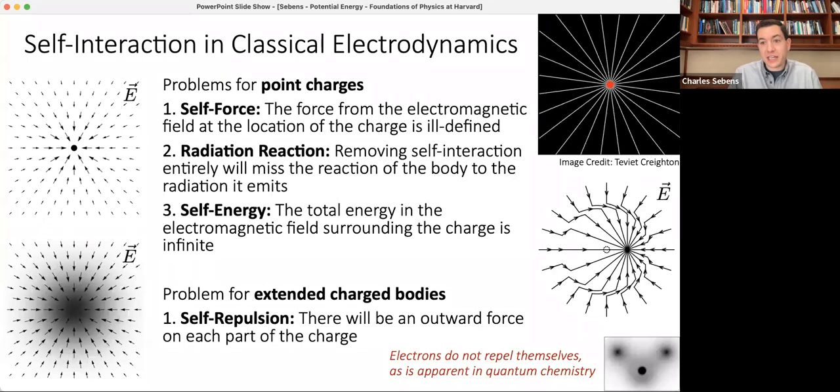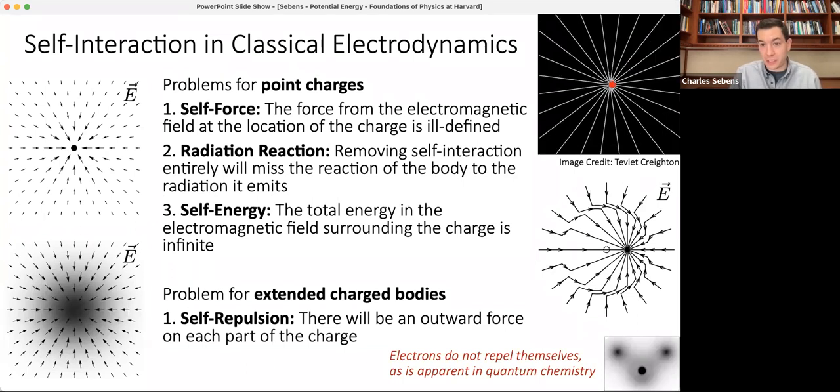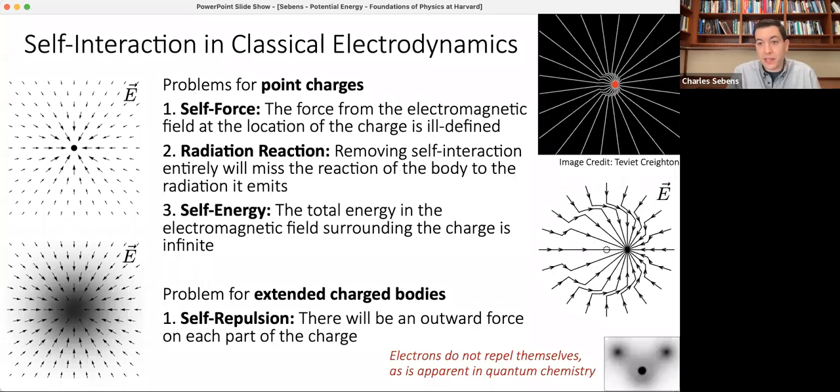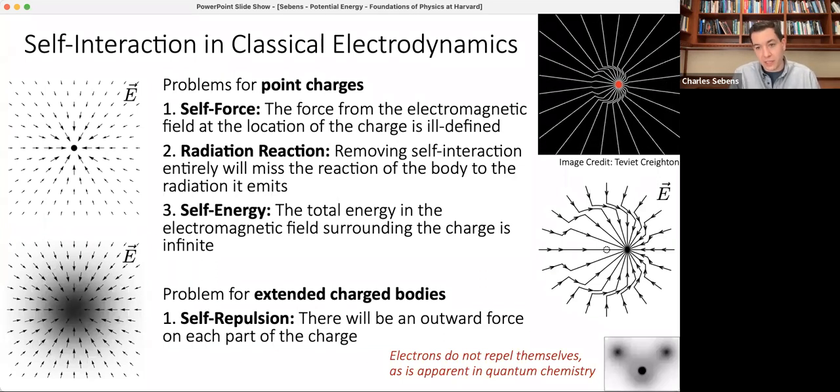So, if you're using extended charge bodies to model big things in macroscopic electromagnetism, then self-repulsion is going to be there, but it's fine. The self-repulsion is real, it's physical. But when you're trying to use an extended model of the electron, then self-repulsion is problematic. Electrons don't really repel themselves. There's different ways to see that electrons don't really repel themselves.